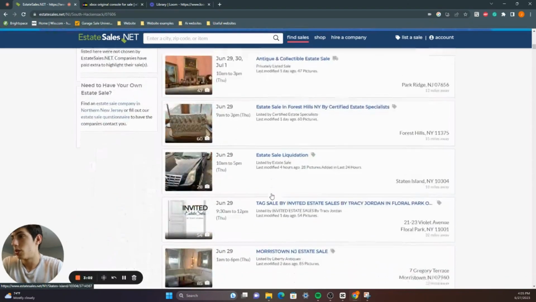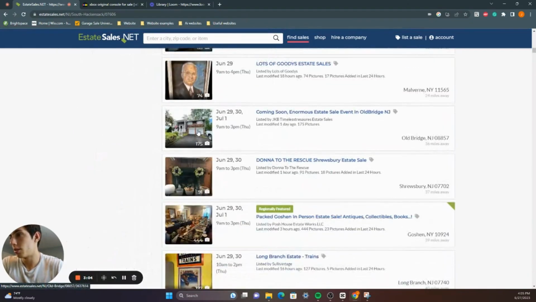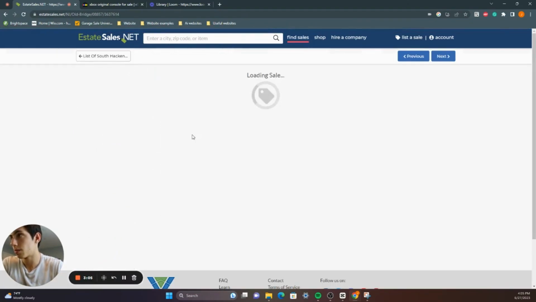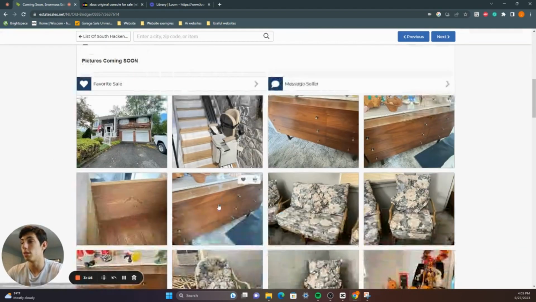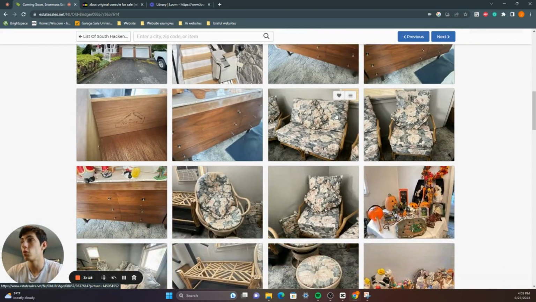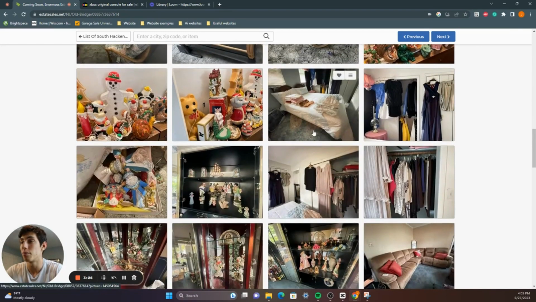Let's jump into any sale. Let's jump into right here. So you can see this is the main picture. You can see the company website of who's running the estate sale, and then we're going to scroll down to the pictures. This is where you're going to determine what sale you want to go to. You're going to scroll through all the pictures and determine whether you think you could find enough profit at the sale to make it worth it.